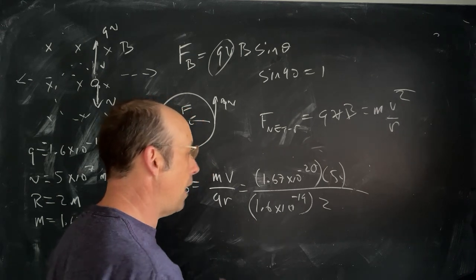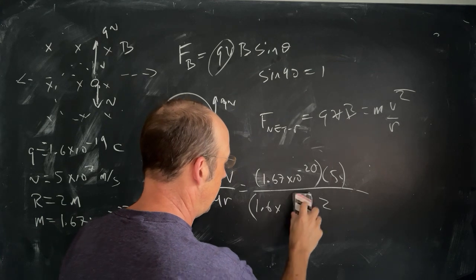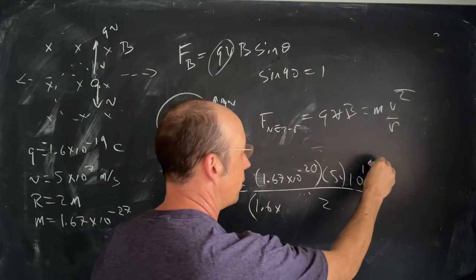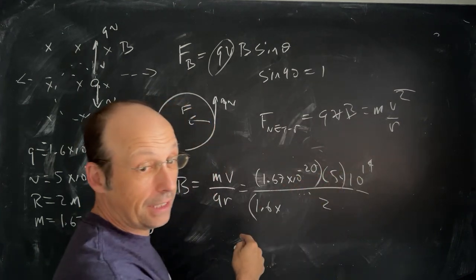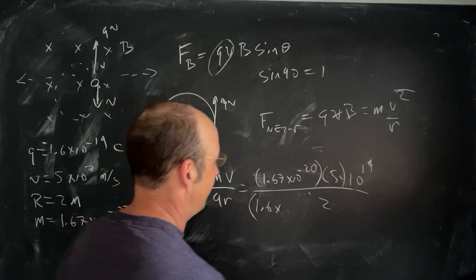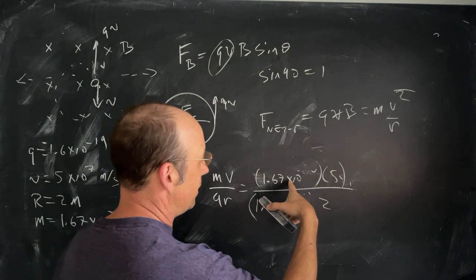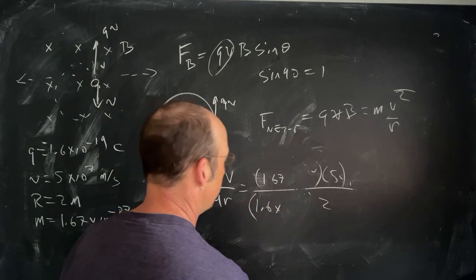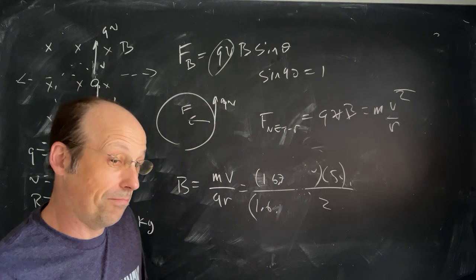If I pull it to the other side of the fraction, it's like 10 to the 19th. Now I have 10 to the negative 20th times 10 to the 19th, which is what? It's 10 to the negative 1. You see how fun this is? Now I have 1.67 times 10. I can just move this decimal over, and I get 16.7. So now you see we're making some progress here.